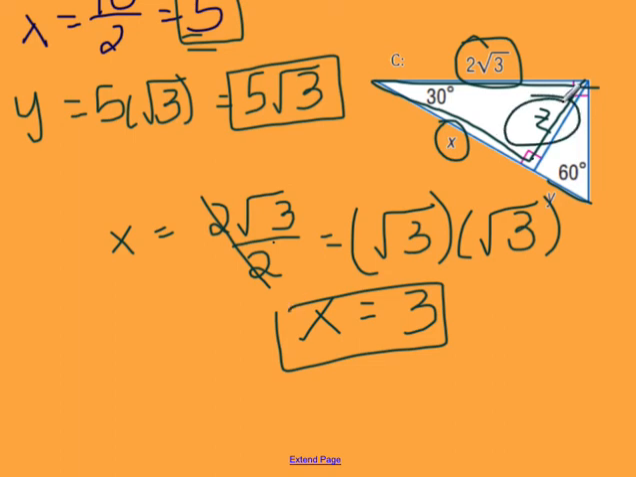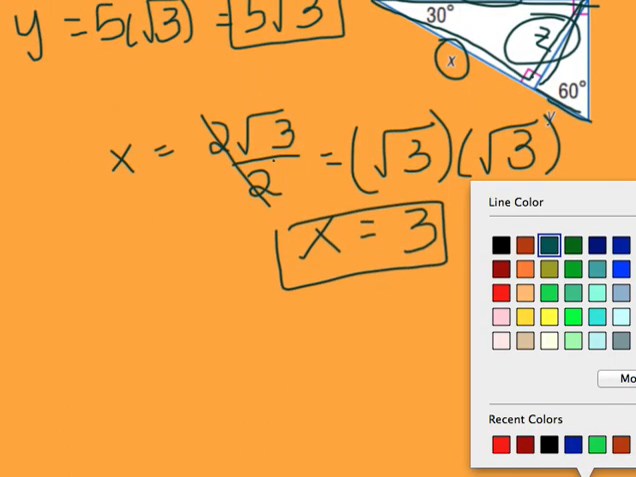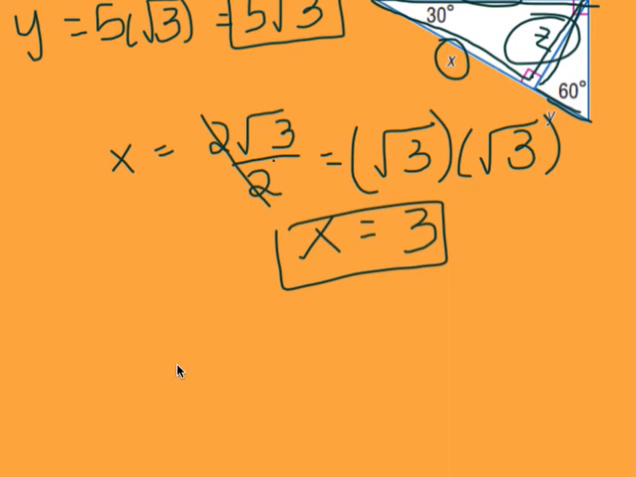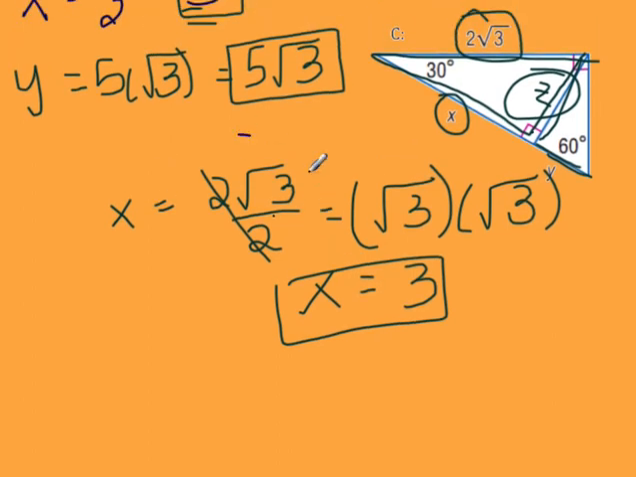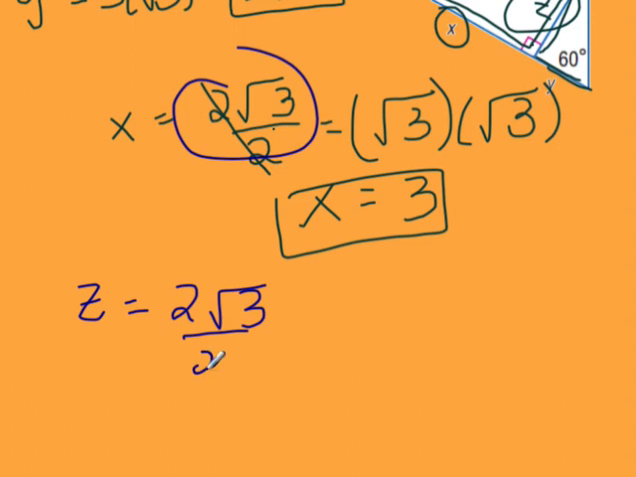Now, I need to find z because z is going to help me get y, because I don't know any of the lengths in that triangle and I need them in order to find y. So I'm going with z. To find z, I know my hypotenuse and I want to find the short side. If I know my hypotenuse, to find the short leg, I just need to divide by 2. So to get z, I'm going to take 2 times the square root of 3 and divide it by 2. So I end up getting that z is equal to the square root of 3.